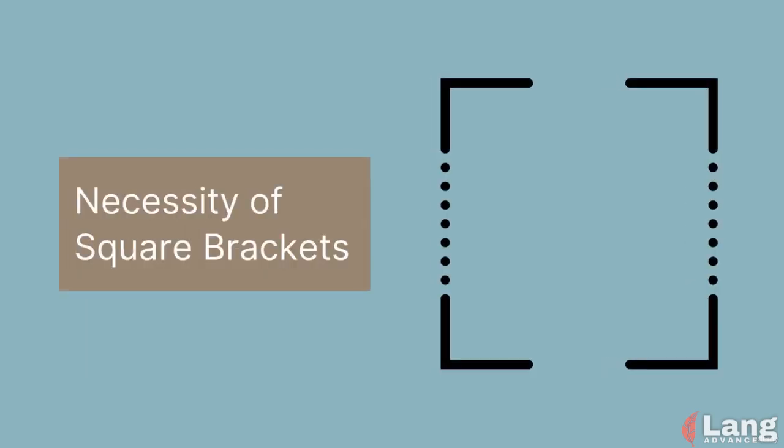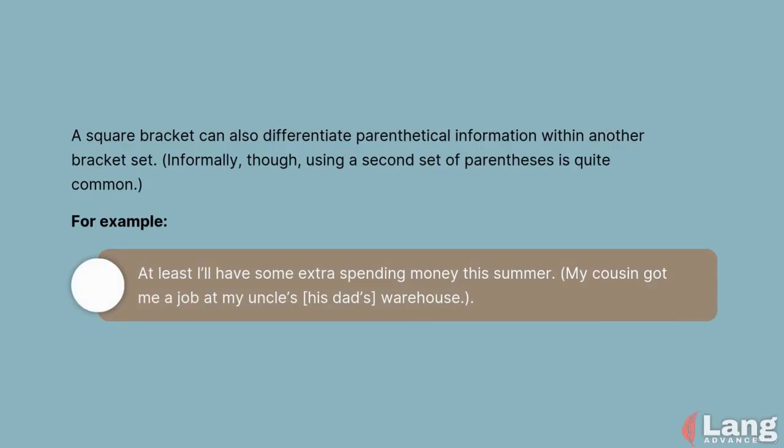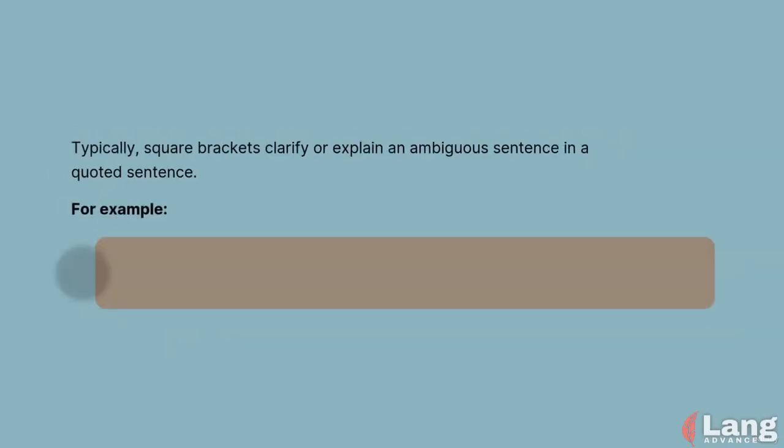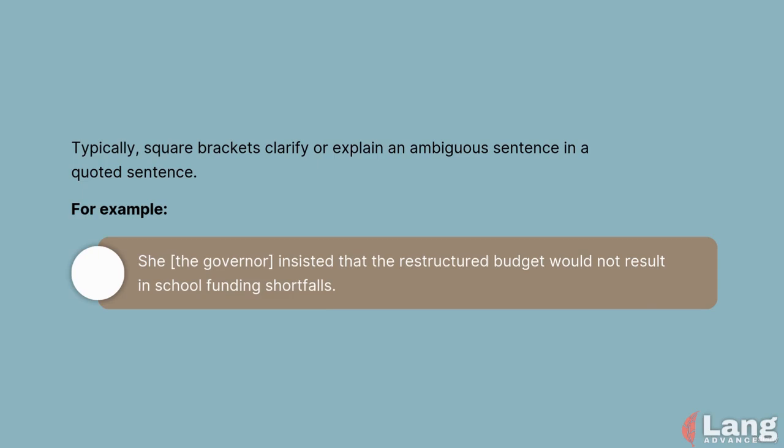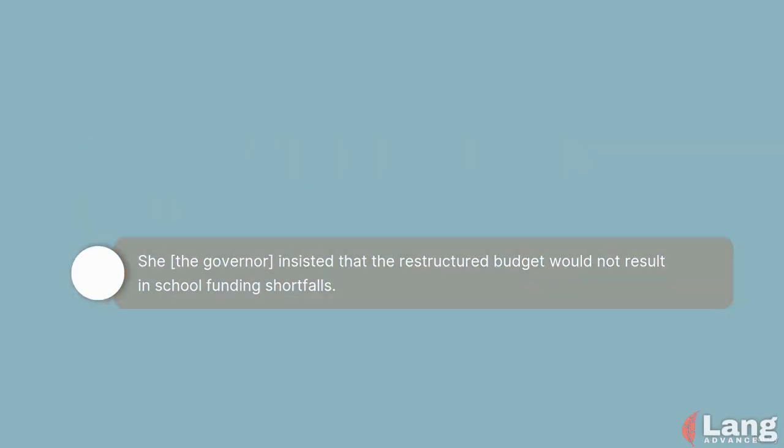Necessity of square brackets. A square bracket can also differentiate parenthetical information within another bracket set. Informally, though, using a second set of parentheses is quite common. For example, at least I will have some extra spending money this summer. (My cousin got me a job at my uncle's [his dad's] warehouse.) Typically, square brackets clarify or explain an ambiguous sentence in a quoted sentence. For example, she [the governor] insisted that the restructured budget would not result in school funding shortfalls.